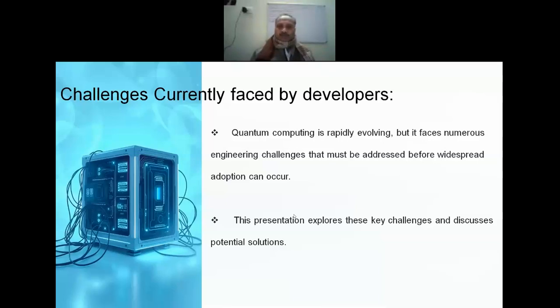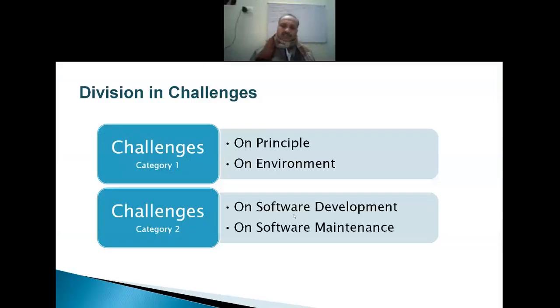Quantum computing is rapidly evolving, providing engineering challenges that must be seen when we are going to adopt quantum computers ultimately. I have divided these challenges into two parts. First is the challenges of category 1, second is the challenges of category 2. Challenges on principle and the environment are considered in category 1, while software development and software maintenance are considered as the challenges in category 2.